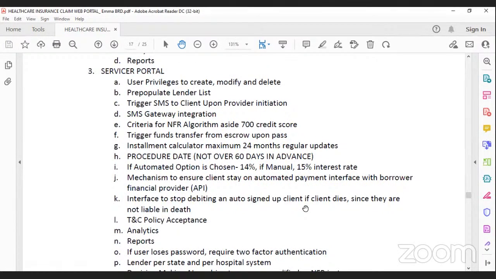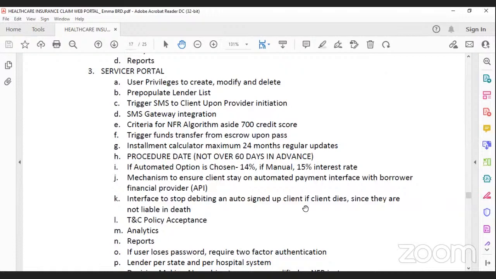So we will further review if you are unable to meet the 700 credit score, and perhaps there is a need to look at your documents. There is an algorithm that will be embedded to help you do that. Trigger funds transfer from escrow upon pass. So once you pass the requirements, then there will be a trigger to send money to the escrow account.